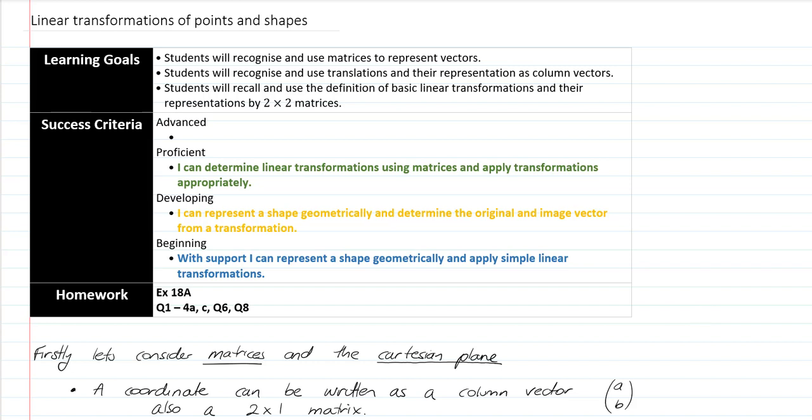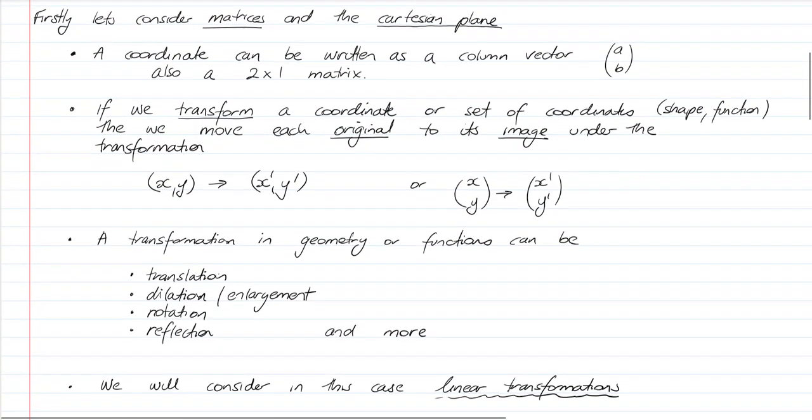And it's important to recognise this points and shapes bit here. In my experience, people are going to be confused when I swap between points and shapes. So I'll try and be really specific about it, and hopefully you'll see what we mean. Learning goals, success criteria there. As always, let's have a look.